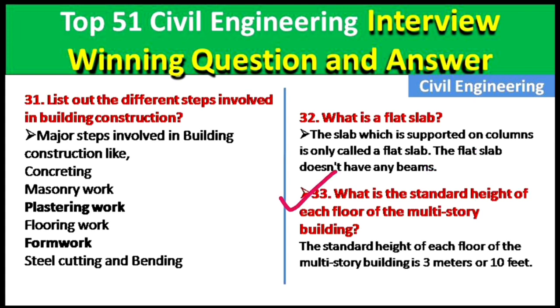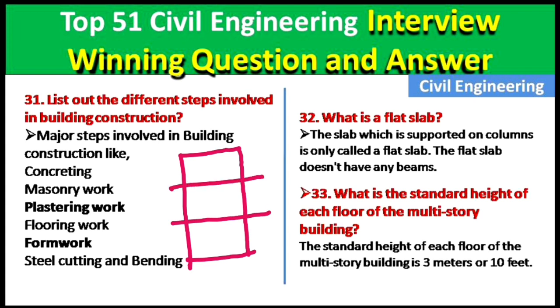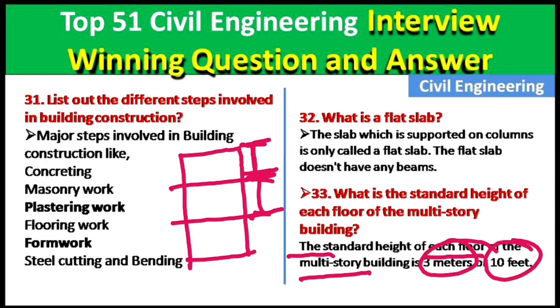Point number 33 is what is the standard height of each floor of a multi-story building. Okay, for example, if we are constructing a building, then this is our floor. So how much should be the height of this floor? The standard height of each floor of a multi-story building is 3 meter. Okay, or 10 feet.